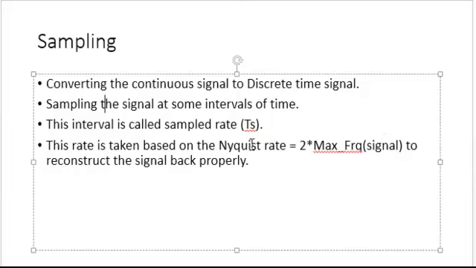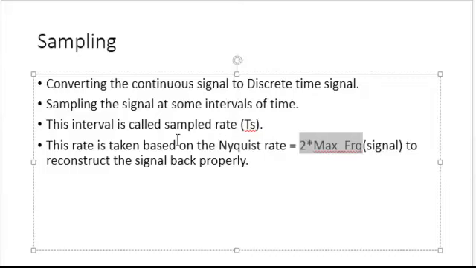And this is called the Nyquist rate. Why are we taking 2 times the maximum frequency? Once the signal is converted into a discrete time signal, to retrieve it back to the continuous time signal, we have to take this rate. As this rate is decided by Nyquist, it is termed the Nyquist rate.